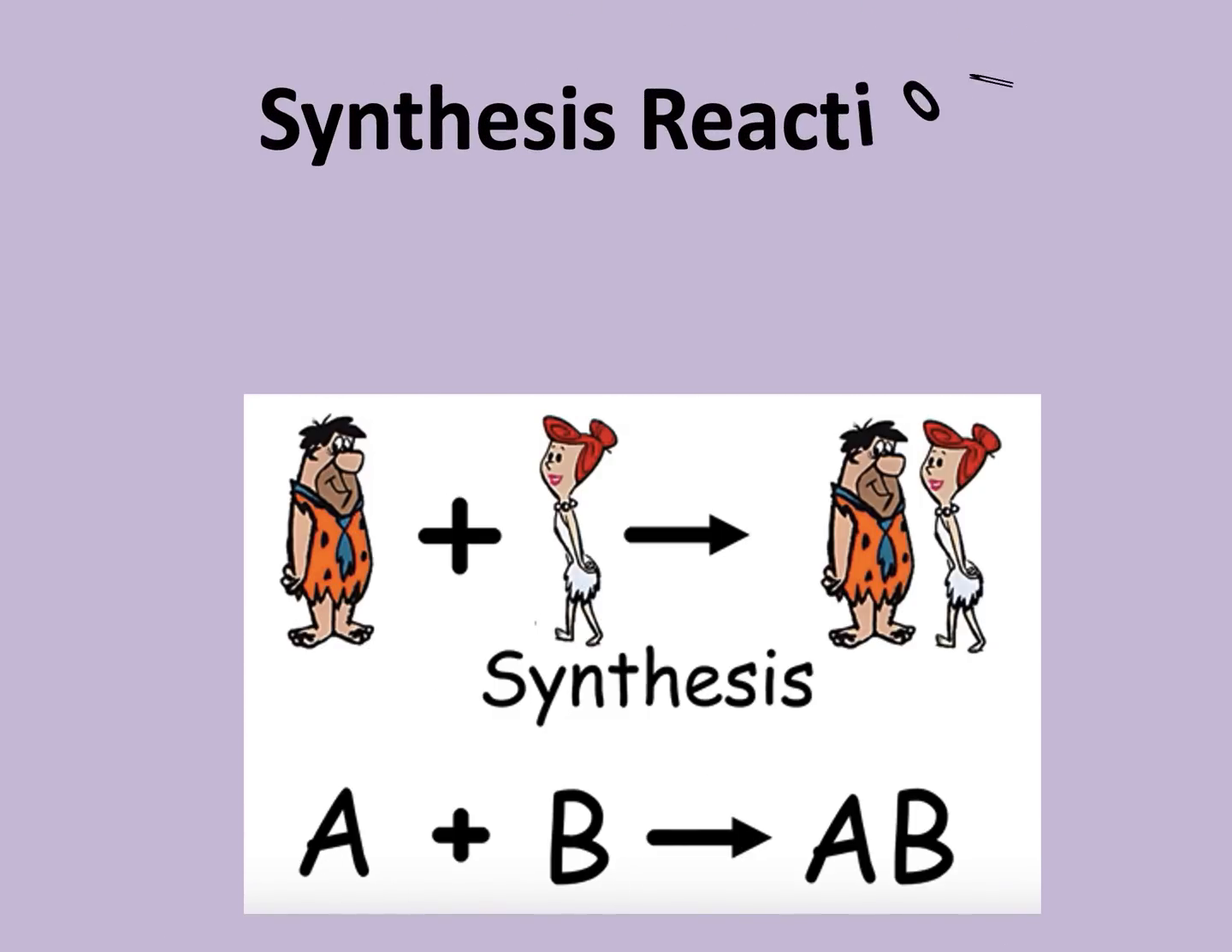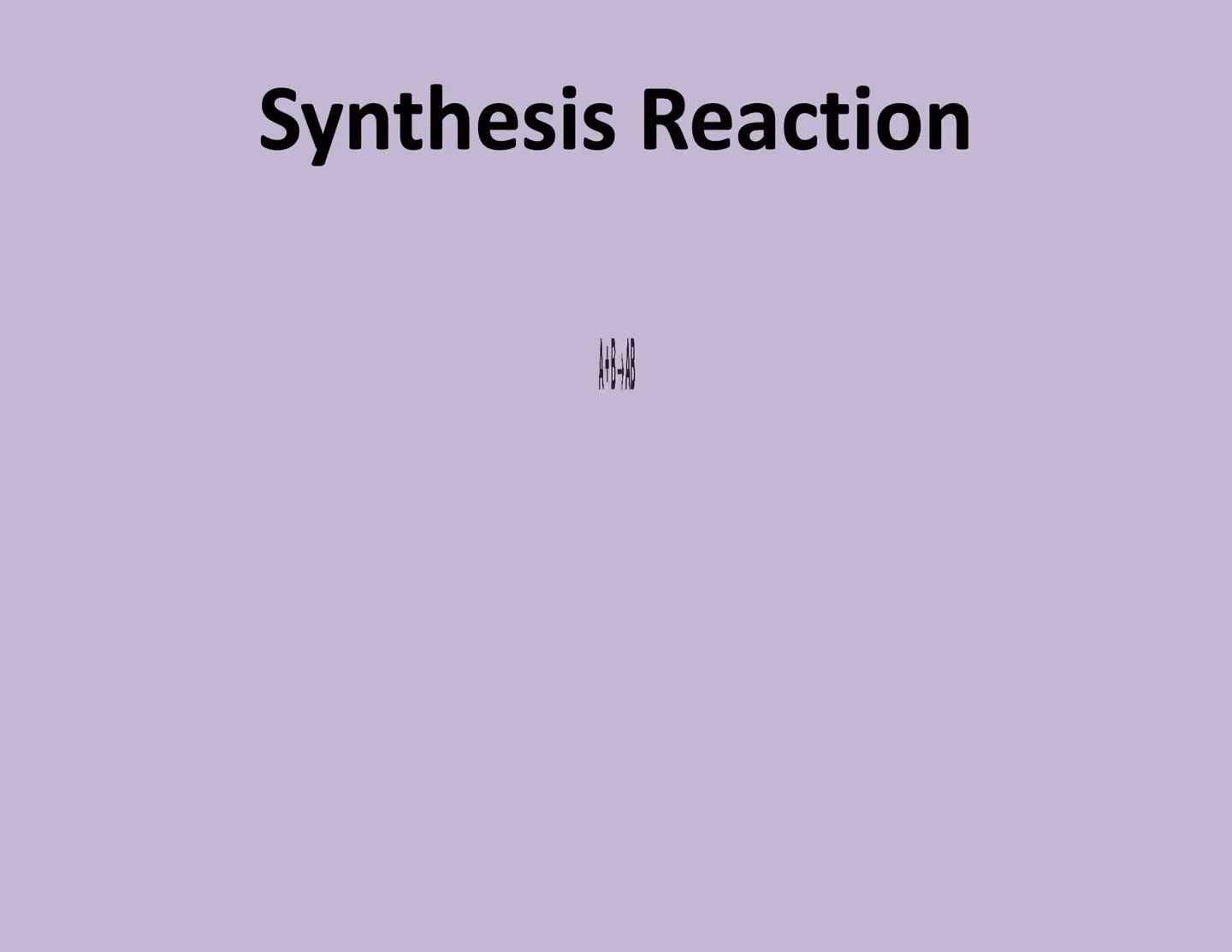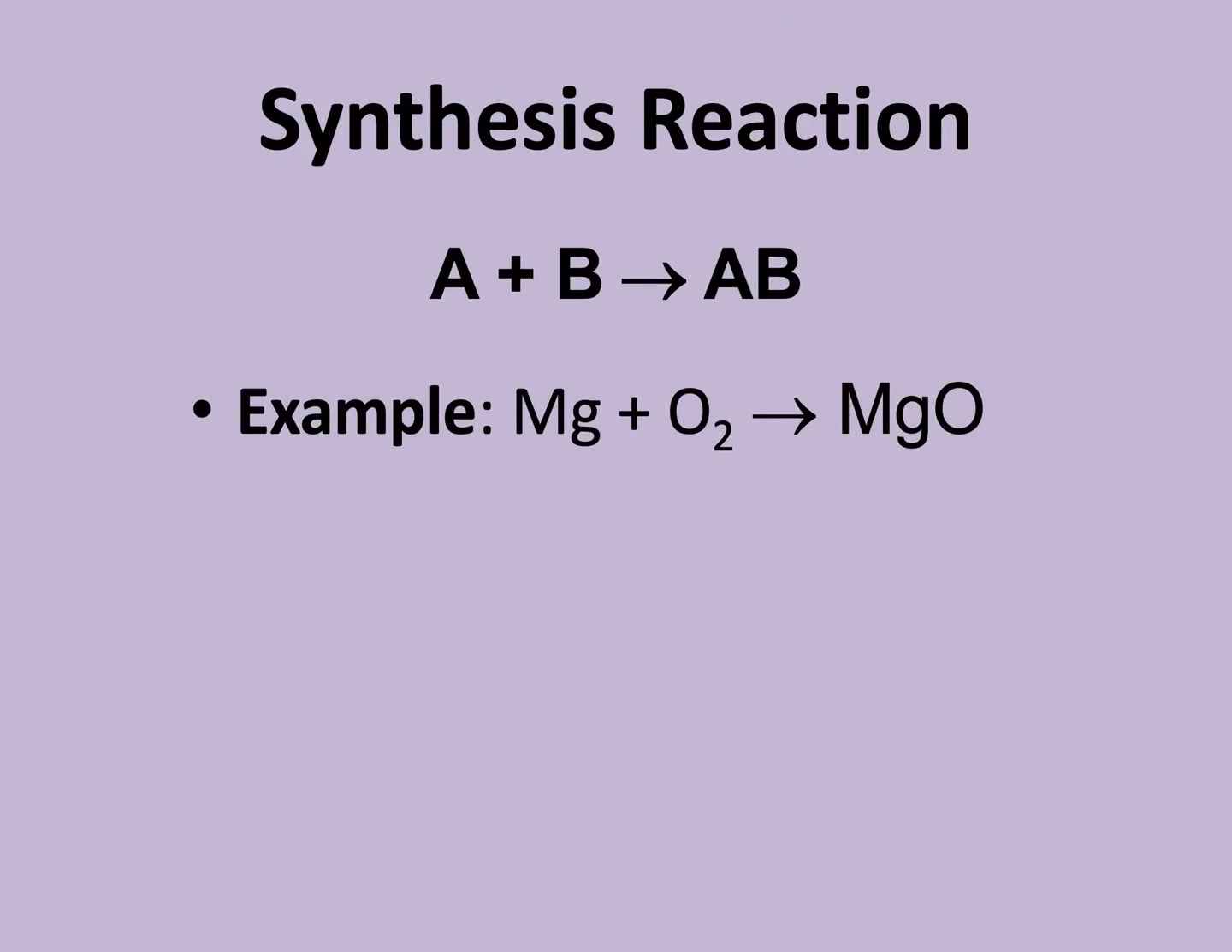So in a synthesis reaction, we say that 2 or more substances combine to form a single compound. We are making one thing at the end. So my example here is magnesium plus oxygen gives me magnesium oxide. This is that lab we did where we took the strip of magnesium, we ignited it in our Bunsen burner, and we made that white powder, that magnesium oxide.